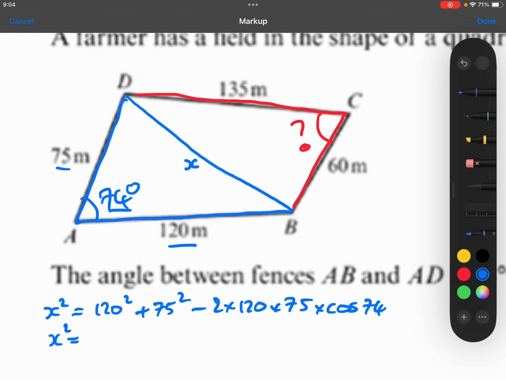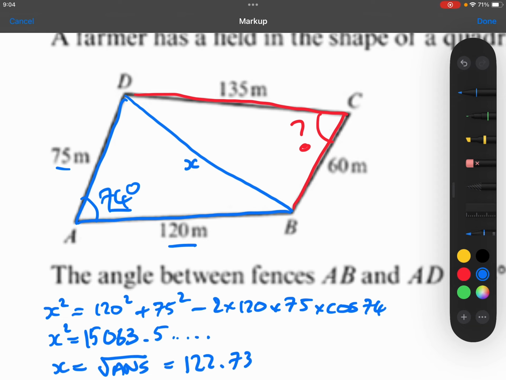So putting all of that into my calculator, I get 15,063. And don't forget to square root your answer for the length of BD, which is 122.73 metres. So we know that x is 122.73 metres.